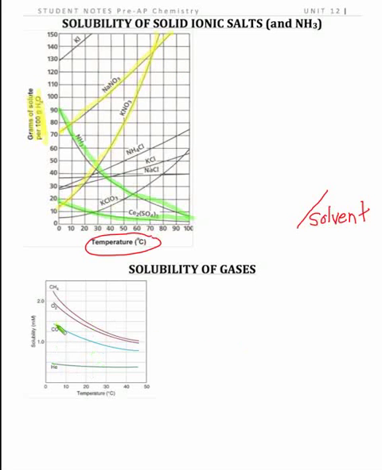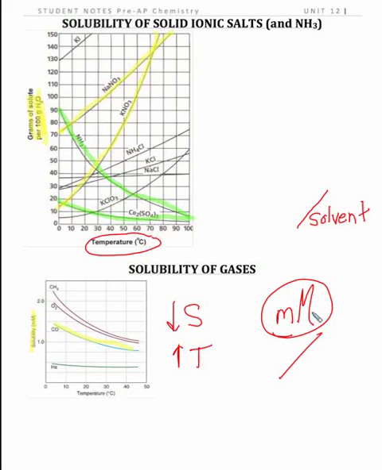Now, let's contrast that to the solubility of gases. Notice that carbon dioxide, this is the solubility. This is in a unit we haven't talked about yet, milli, and it is per amount of solvent, so I'm just going to leave it at that. And you notice these all decrease solubility with increasing temperature.